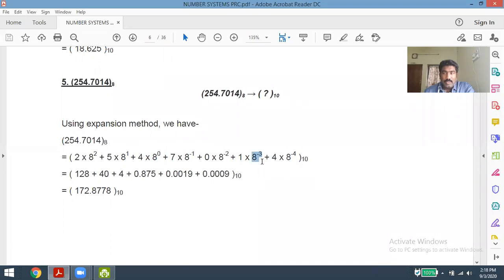It is 1 by 8 cube. 8 power minus 3 is 1 by 8 cube. Is it right? Yes, sir.